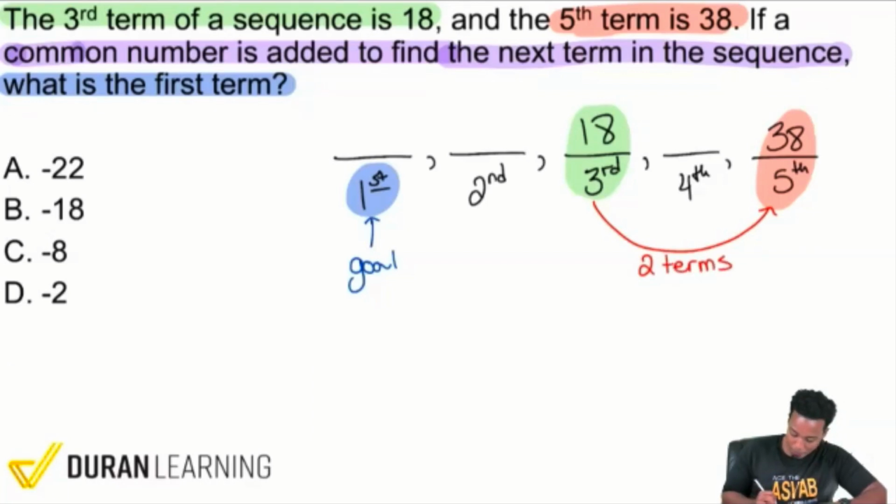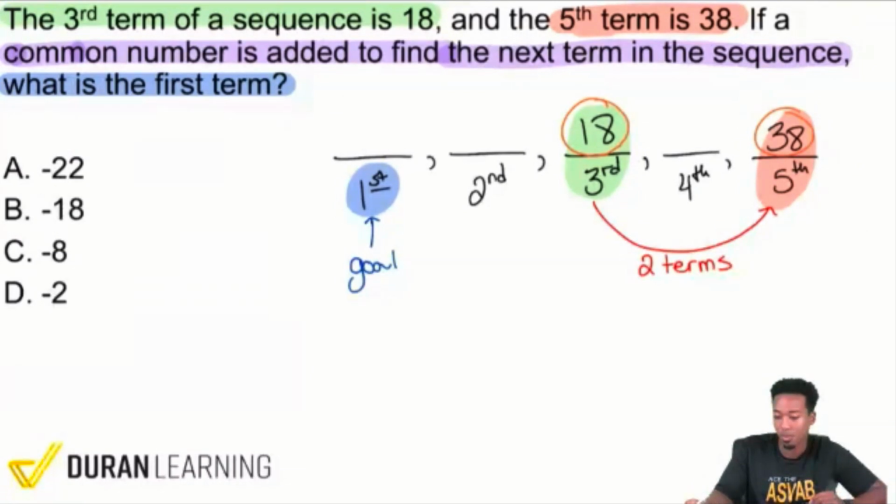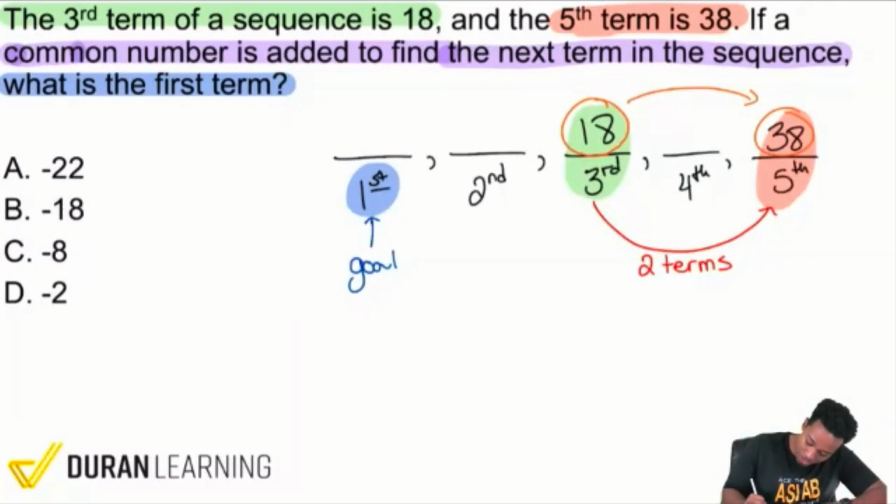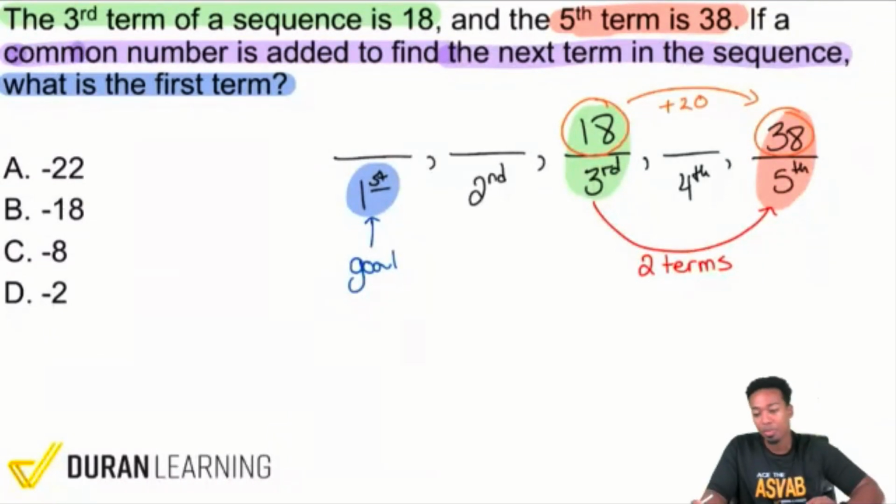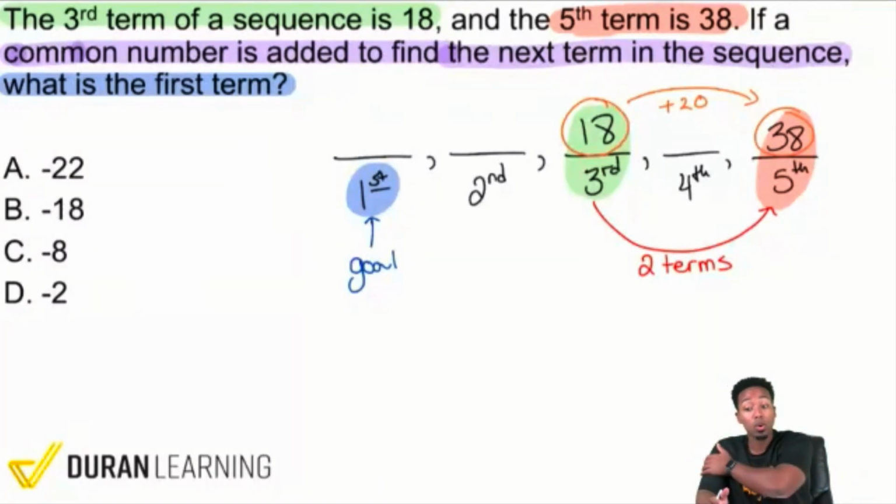And what was the actual jump in terms of 18 to 38, everybody? How do I go from 18 to 38? Right, we add 20 there. We added 20. So some people here might be thinking, oh, we can take that 20, divide it by 2, and get the value for each individual term. We can do that. But I'm telling you right now, you don't have to.